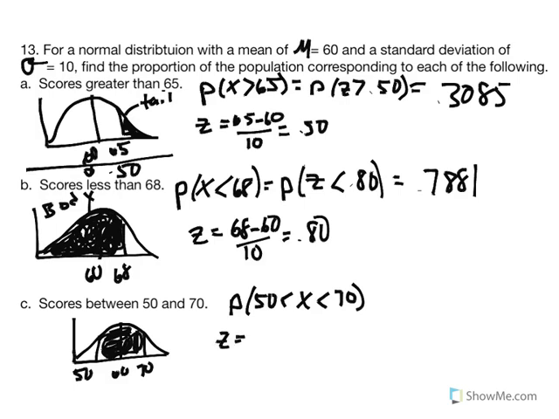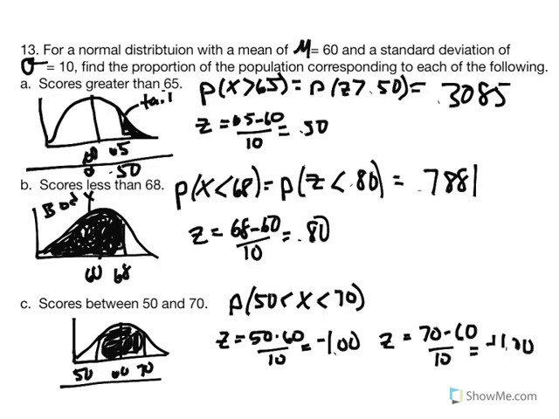I'm going to convert my first score into a z-score: 50 minus 60 divided by 10, and we get -1. And z equals 70 minus 60 divided by 10, and we get +1. So we can think of this as -1 and +1. Rewriting this, we could say: what is the probability of obtaining a z-score that's greater than -1 and less than +1? And this may look familiar to you.